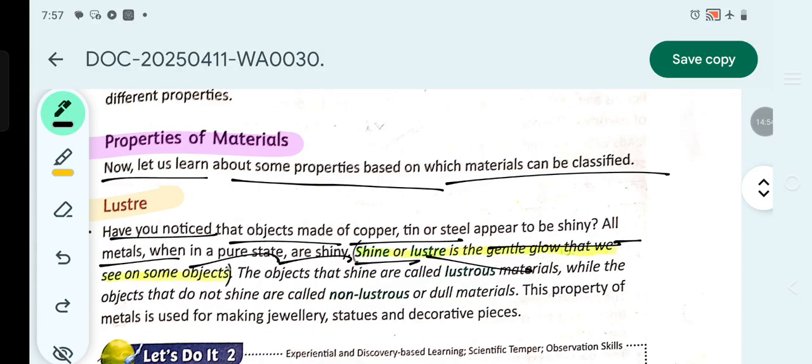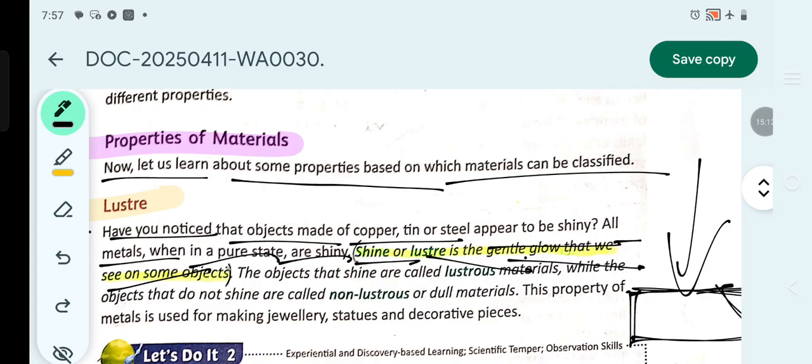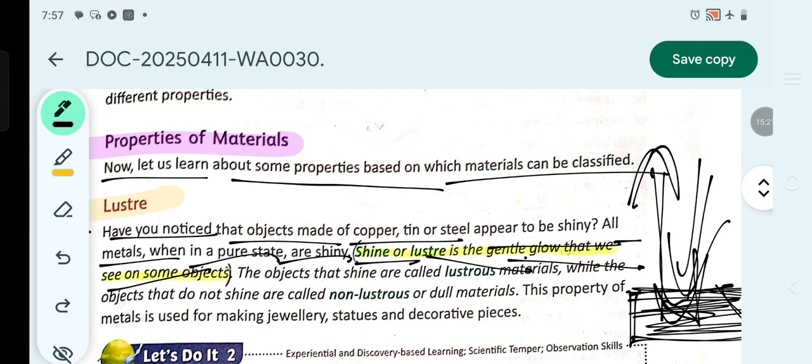Shine or luster is a gentle glow that we see on some objects. Like suppose you have a very glossy plate, because it's very new, and you can see the reflection of light that falls on that object, and the light is going back because it is reflected, as the surface is very smooth.